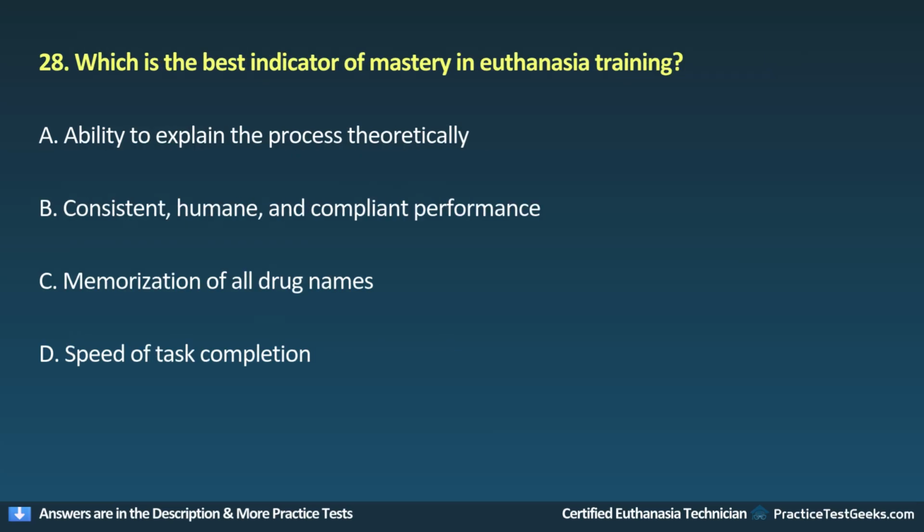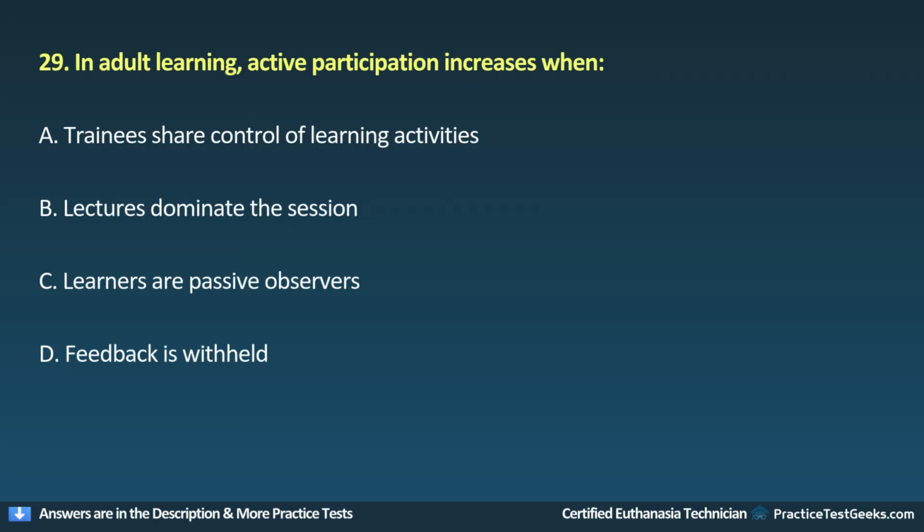28. Which is the best indicator of mastery in euthanasia training? A. Ability to explain the process theoretically. B. Consistent, humane, and compliant performance. C. Memorization of all drug names. D. Speed of task completion.